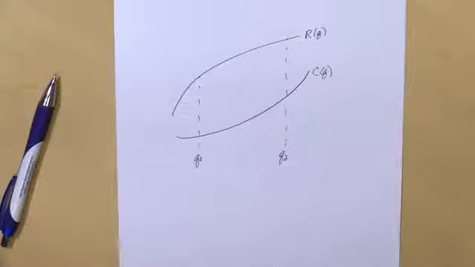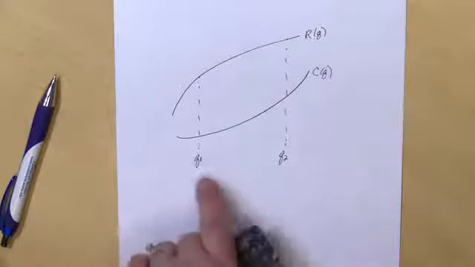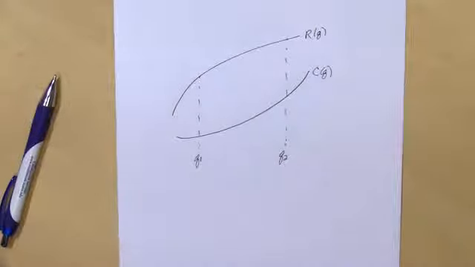In this example, we're going to answer a couple of questions. The first question is, at these quantities Q1 and Q2, should we increase or decrease production based on what our profit levels are? And the other one would be to try and find a place where profit is maximized.